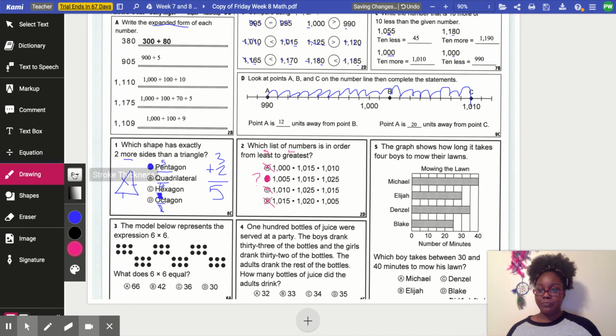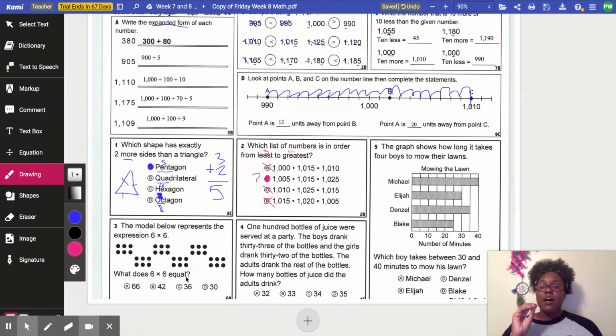Number 3. The model below represents the expression 6 groups of 6. 1, 2, 3, 4, 5, 6 groups. There's 6 in each. 6 groups of 6 equals what?